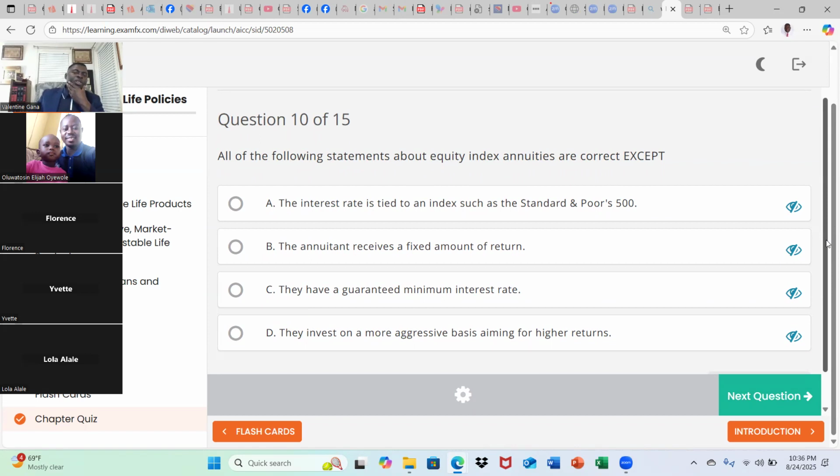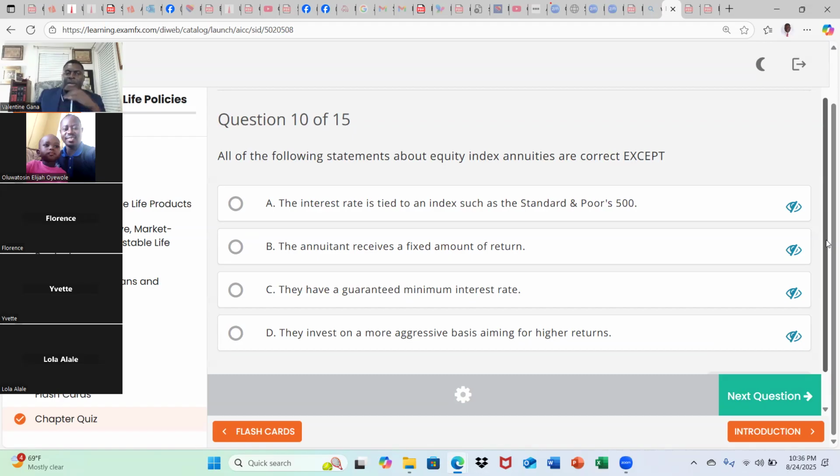All right, so this question, let's do elimination first, okay? There are 2 that we can eliminate. They say all of the following statements about equity index annuities are correct, except. Look at A. A says the interest rate is tied to an index such as the S&P 500, the Standard and Poor's. Is that correct?